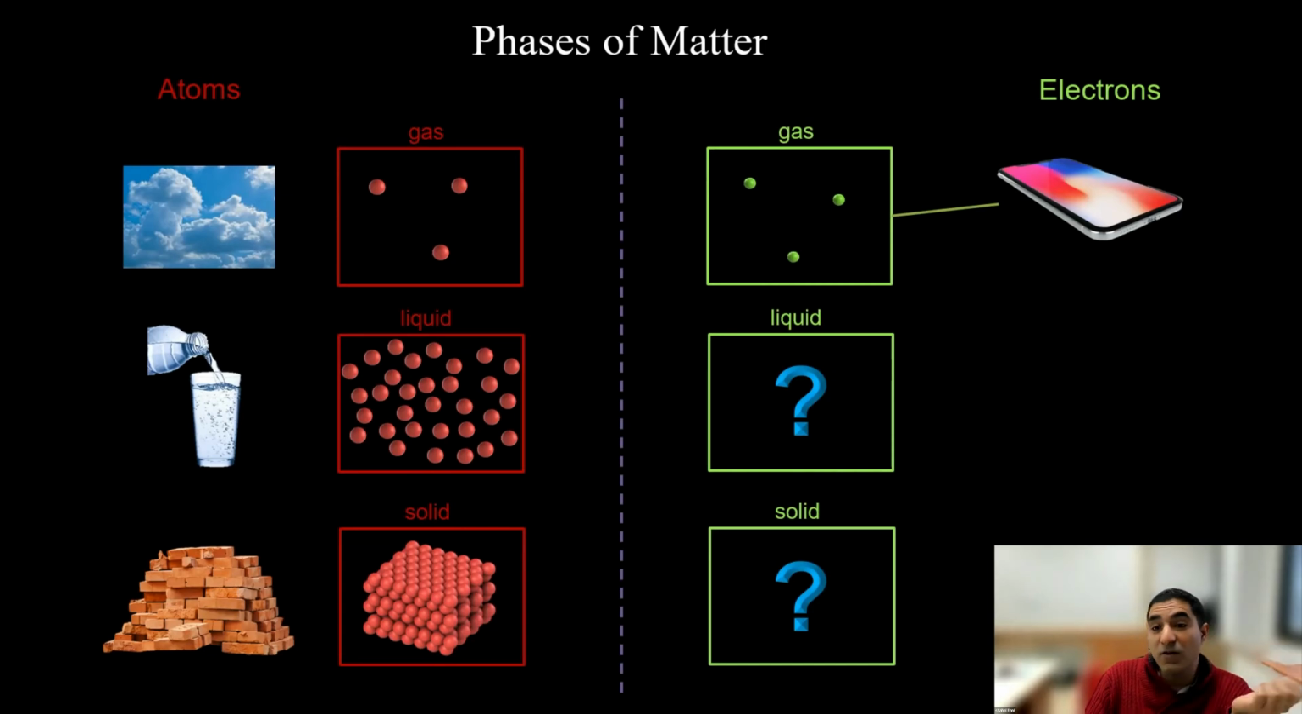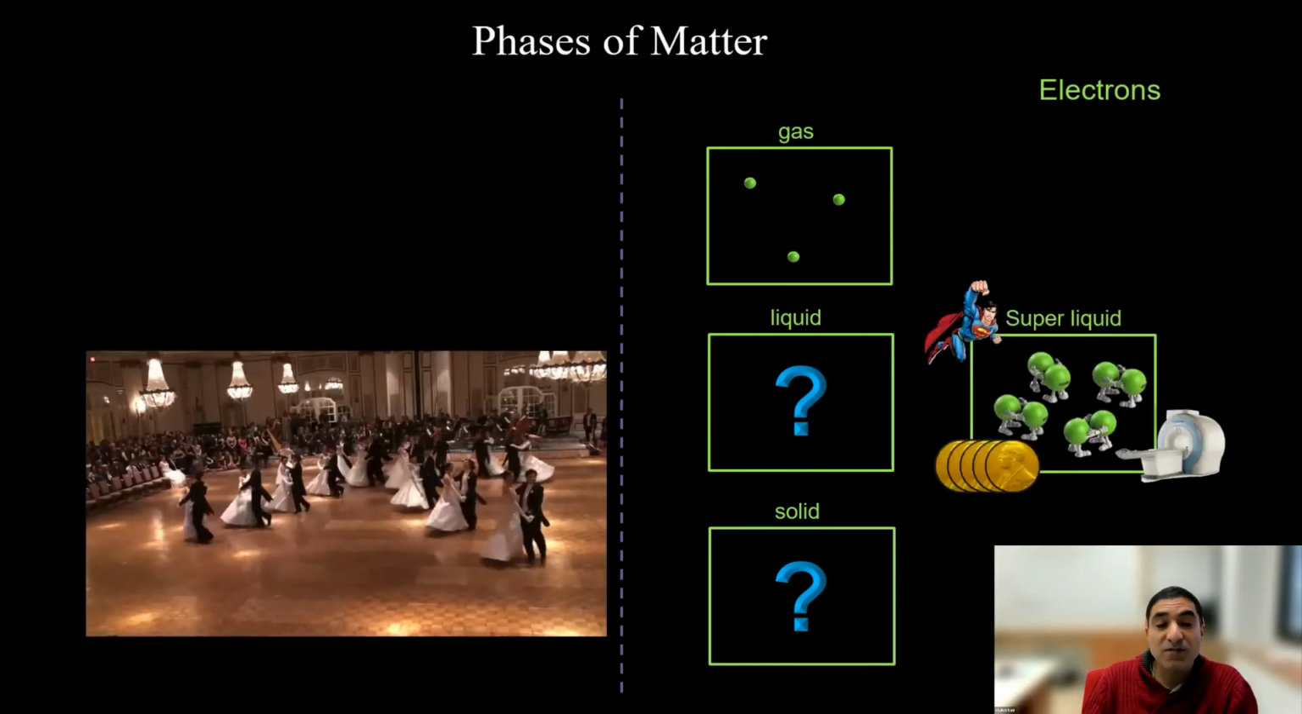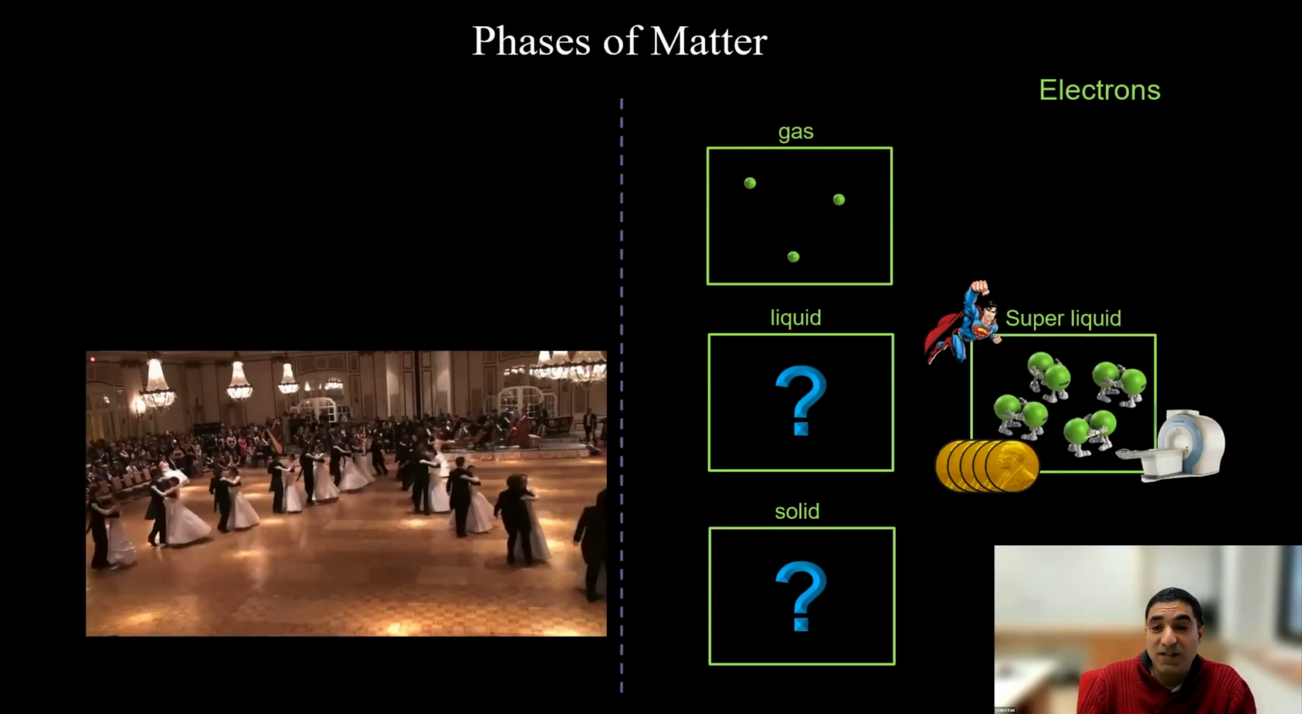And in fact, long ago in condensed matter physics, people discovered a superliquid phase, which is a superconductor, in which electrons do something very bizarre. They couple in pairs and move together through the material like pairs dancing on a ballroom floor.